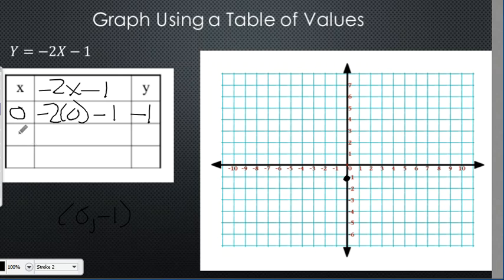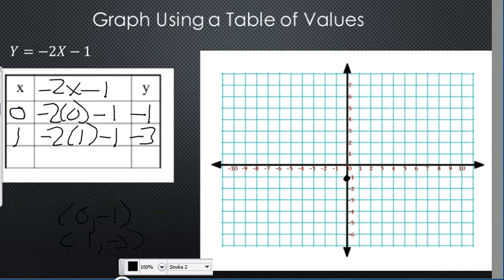Let's let the x be 1 this time. So if I take this equation, negative 2 times instead of the x, if I let that be 1, we get negative 2 times 1, which is negative 2, negative 2 minus 1, which is negative 3. Remember that it is really important that you use your calculators when you are plugging in to these equations. Okay, make sure you're always using your calculators for your integer operations. So 1, negative 3, that would be to the right 1, down 3.